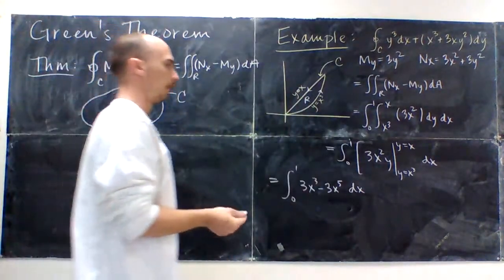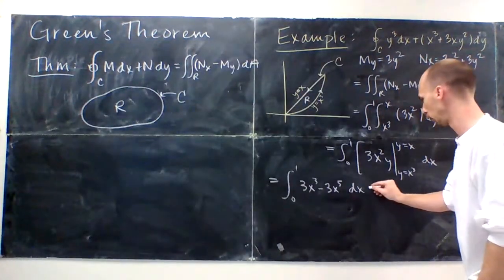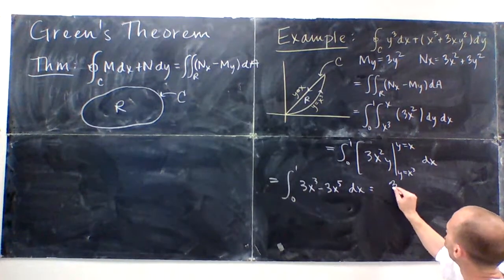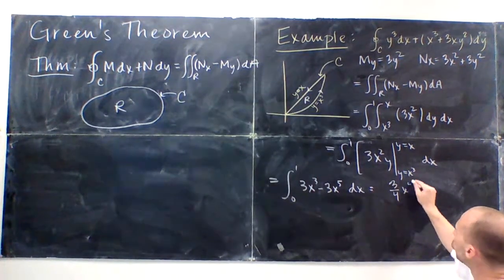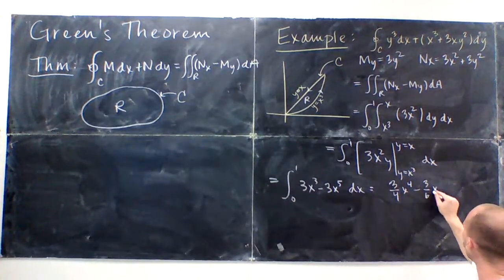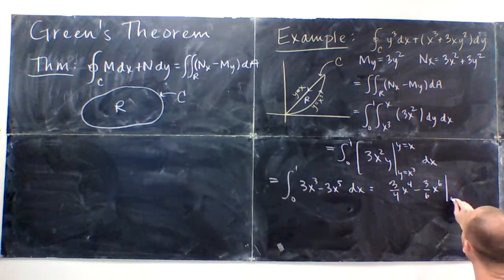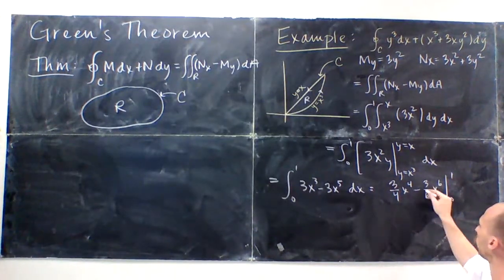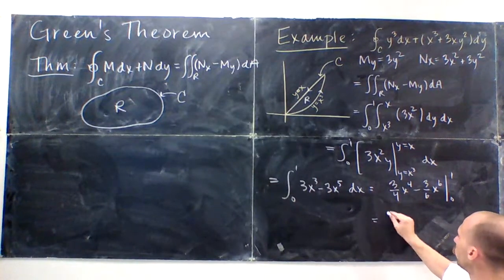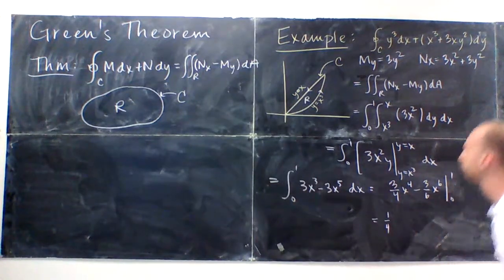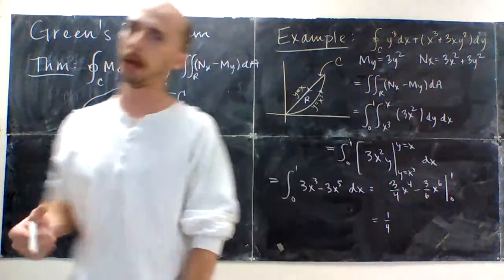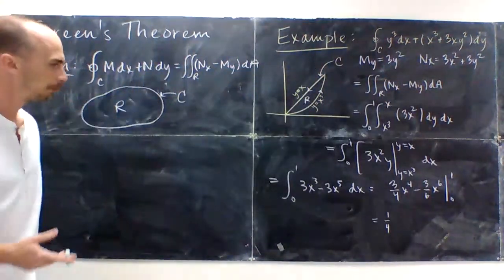Okay, and then this is not too hard to compute from here. I think this is 3/4 x to the 4th minus 3/6 x to the 6, as x runs from 0 to 1. So it'll be 3/4 minus a half minus 0, which is 1/4. Okay, now it's actually much easier than running the path integral over those two paths.